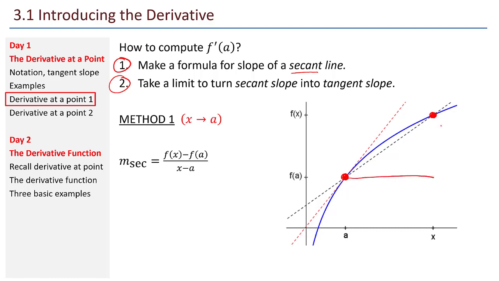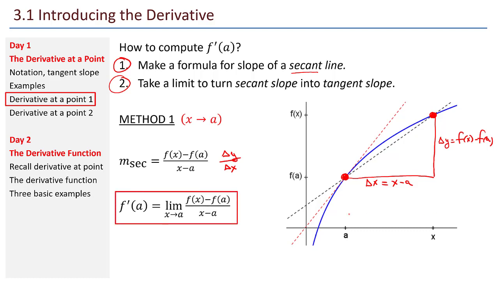And so the slope is change in y divided by change in x. But what is that change in y and change in x? The change in y is going to be f of x minus f of a, and the change in x is going to be x minus a. So we get change in y over change in x, which is f of x minus f of a over x minus a. So that is the slope of the secant line.